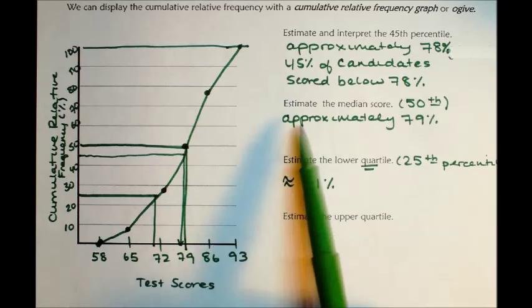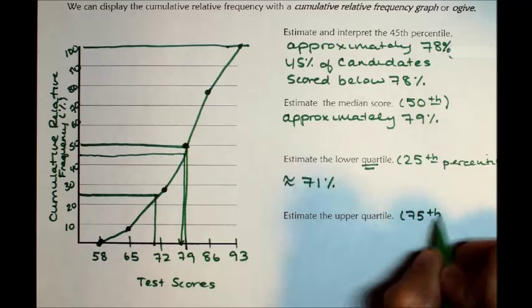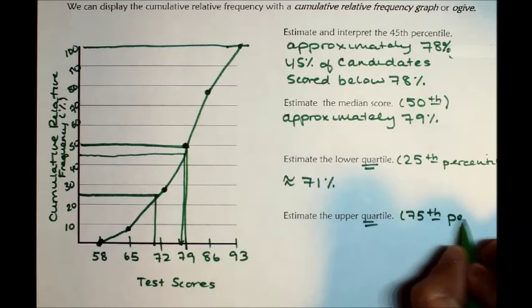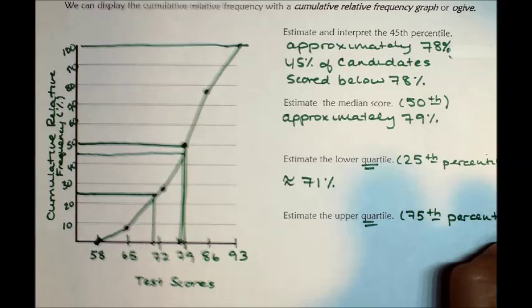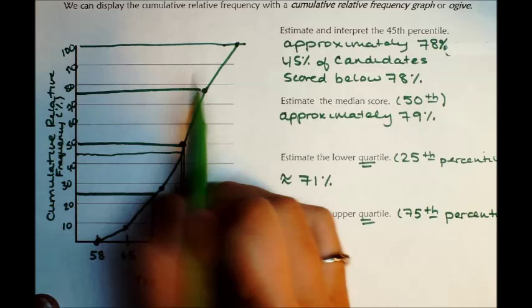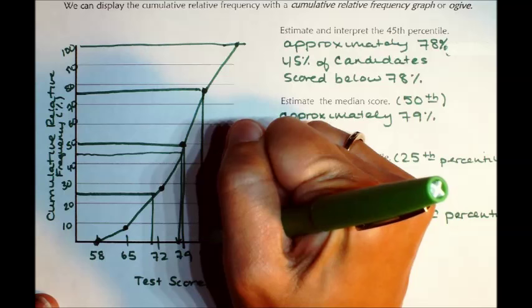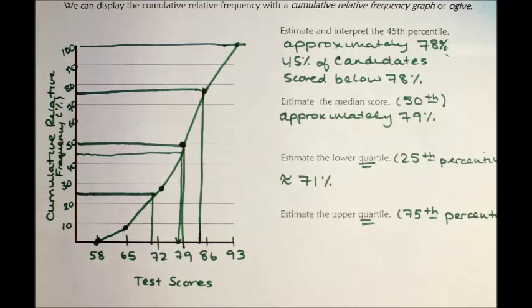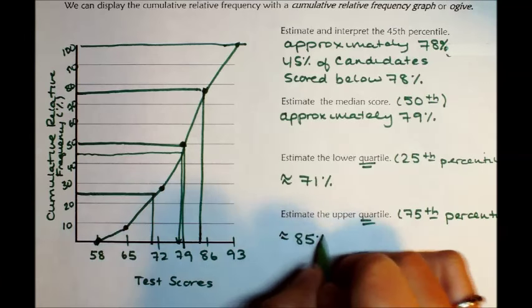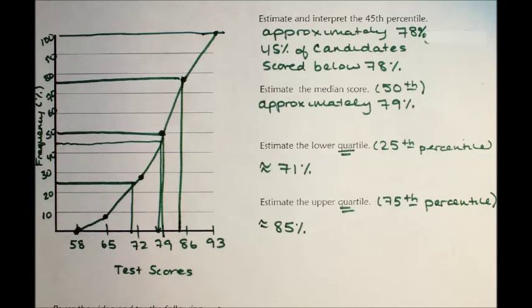And our upper quartile is going to be the 75th percentile, again, quartile being quarters. So we follow it to 75%, follow it down. Slightly below 86, so we'll say approximately 85%. So you would need to get an 85% in order to have 75% of the people scoring less than you. So I'd like you to pause the video here and see if you can create a cumulative relative frequency graph for the data using the Major League Baseball teams.